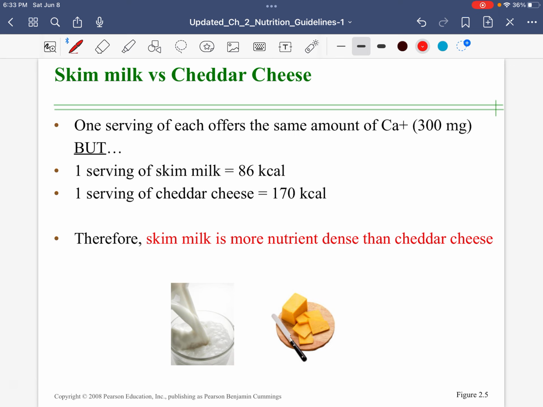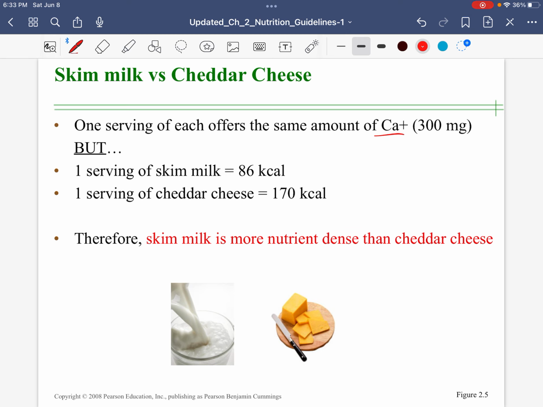Here are some examples. Let's look at calcium in terms of 1 serving of skim milk compared to some cheddar cheese. We take 1 serving of each. So in 1 serving of skim milk, 300 milligrams of calcium. 1 serving of cheddar cheese, 170 milligrams of calcium.